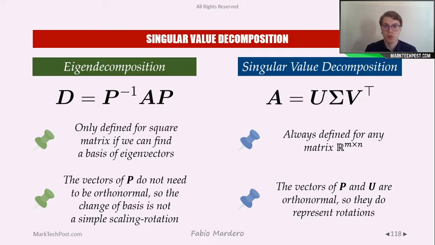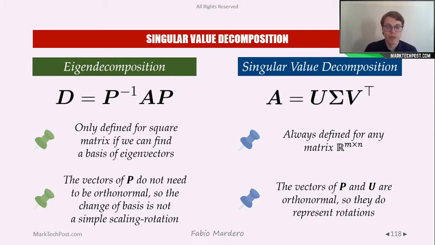In this slide, I want to highlight the main differences between Eigendecomposition and SVD. In particular, Eigendecomposition is only defined for square matrices, and it can be applied only if we can find a basis of eigenvectors. In singular value decomposition, we can always decompose the matrix A into U, sigma, and V transpose. Also, A can have any shape, m times n.